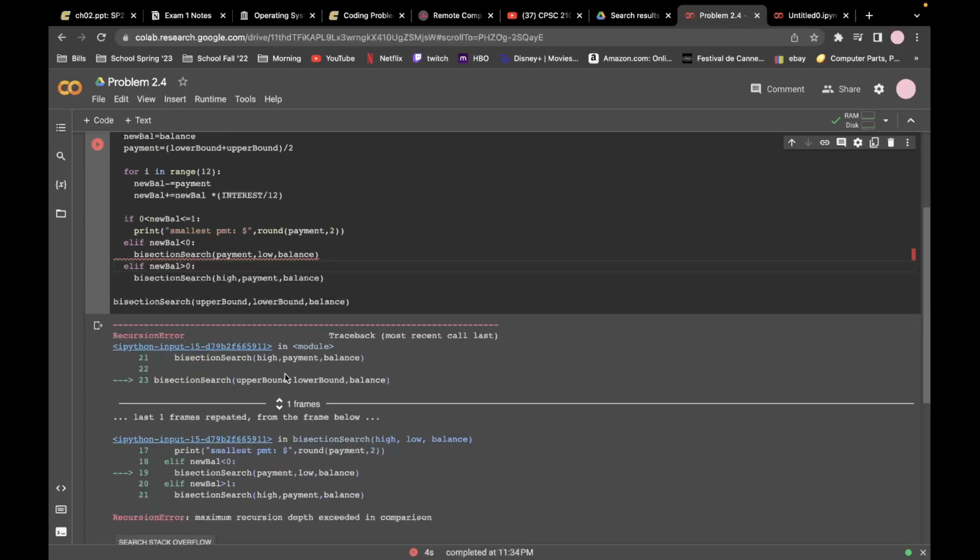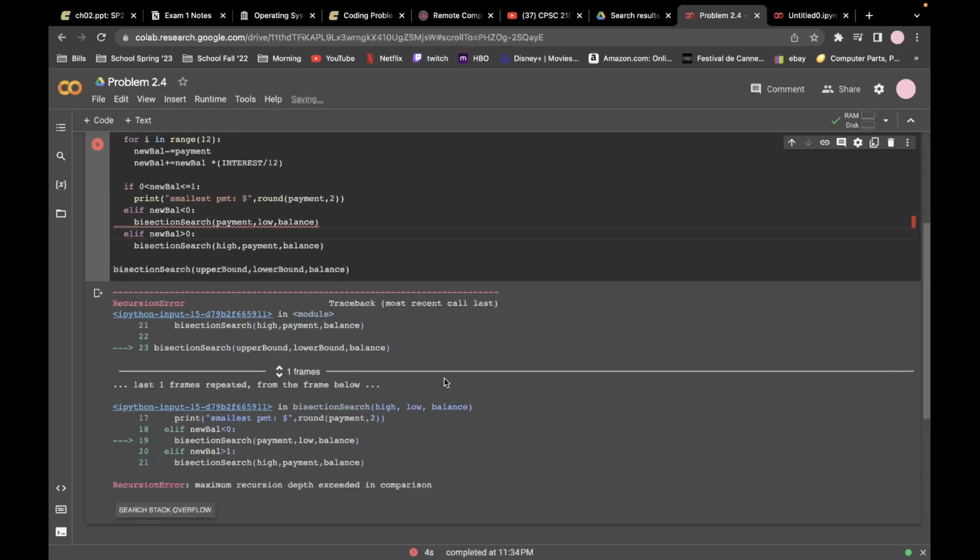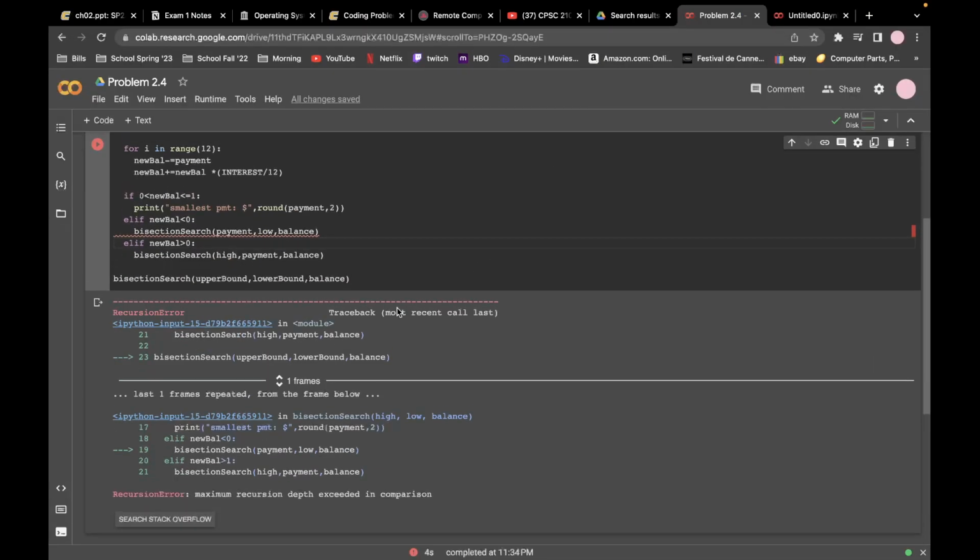Upper bound. Lower bound. And payment low balance. Not sure what's going on.